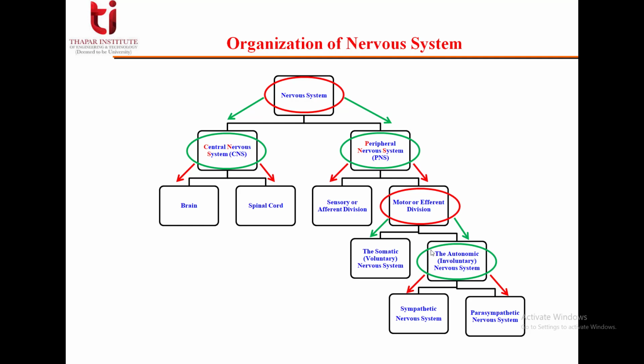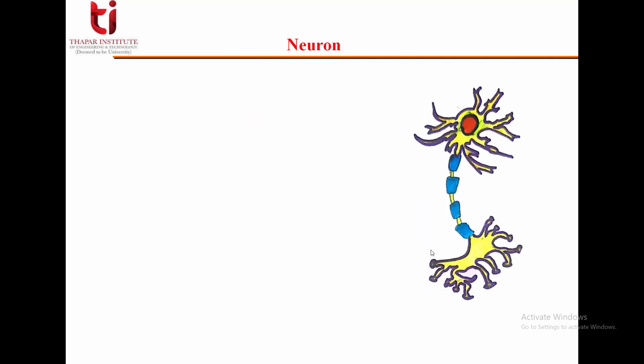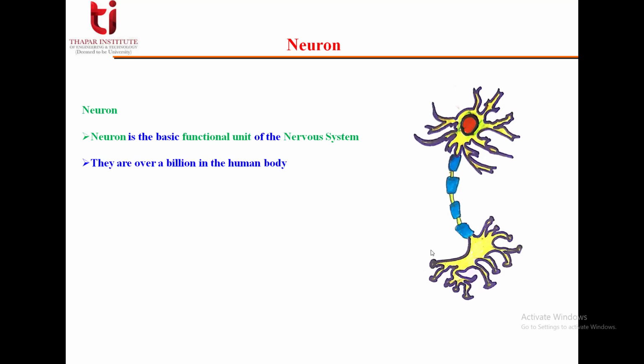Now let's move over to the next part, that is the neuron. What is a neuron? What is the structure of a neuron and how is it useful? What is the main function of a neuron in our body? So the neuron is the basic functional unit of the nervous system. There are over 1 billion in a human body. They are the communication cells that receive, initiate, and transmit information.